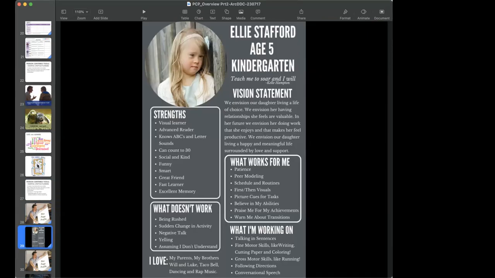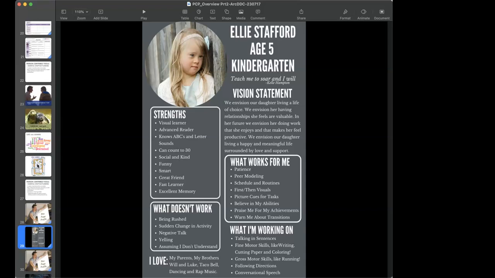And this person built on this simple idea of strengths, what works for me, what doesn't work for me, and then added things like, what am I working on? What do I love? And what is the vision statement for me? So this was someone, Ellie, who was going back into kindergarten, right?